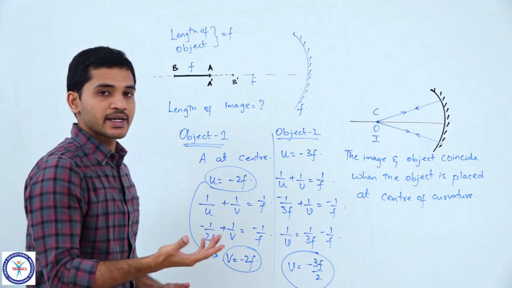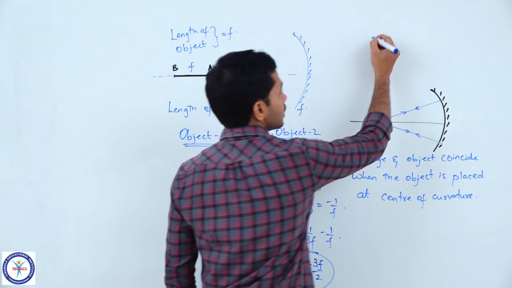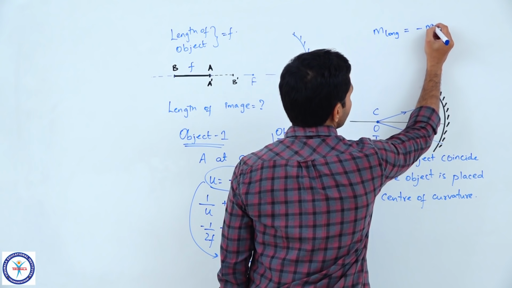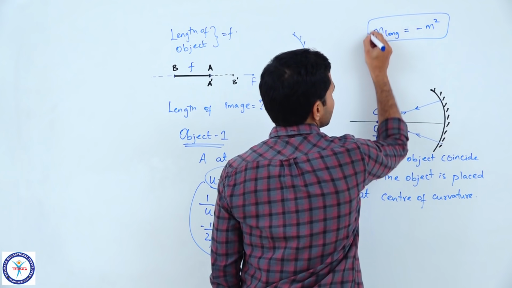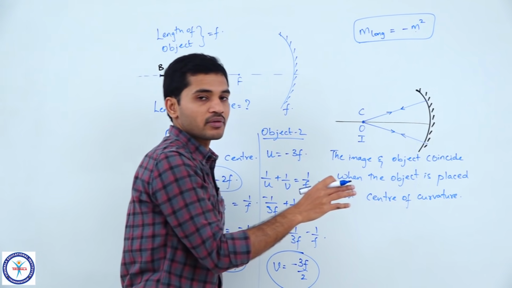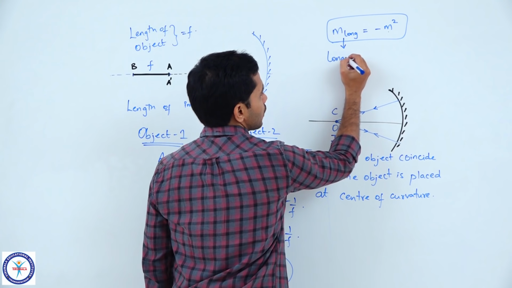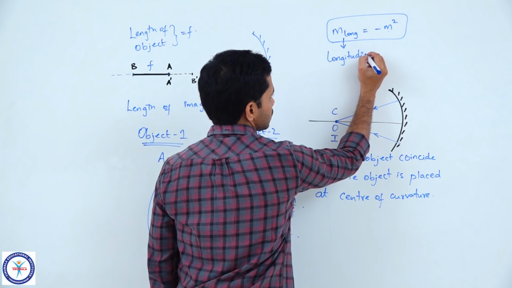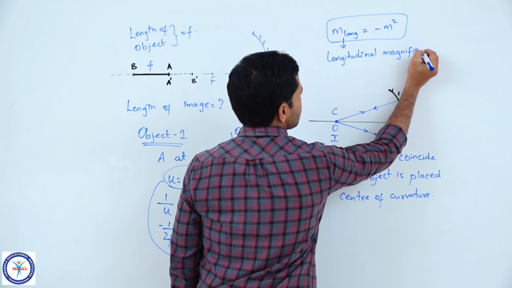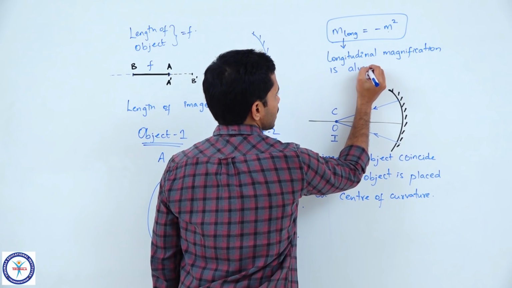This is something you can understand from the earlier derivation also. If you remember, earlier we understood that longitudinal magnification is equal to minus m square. What this means is, irrespective of m, whatever be the sign of m, longitudinal magnification is always negative.